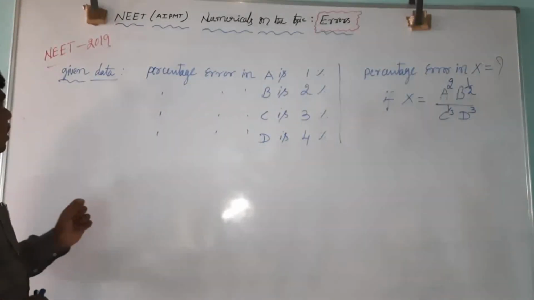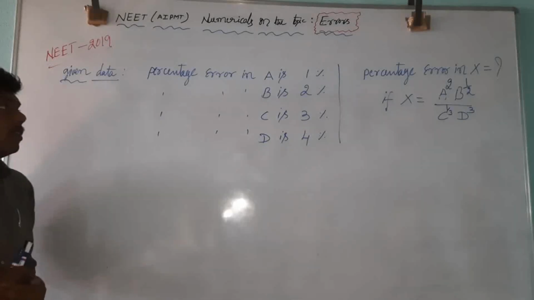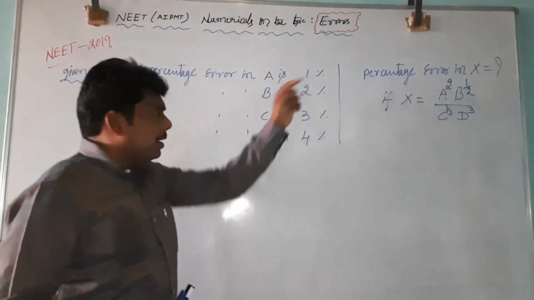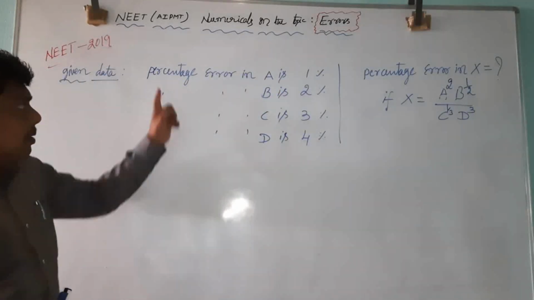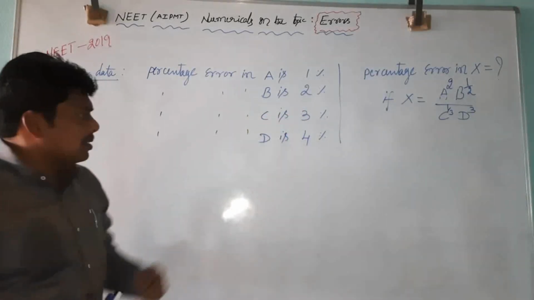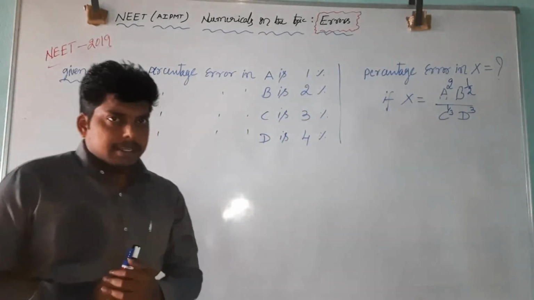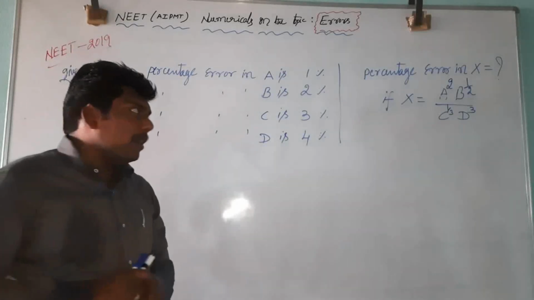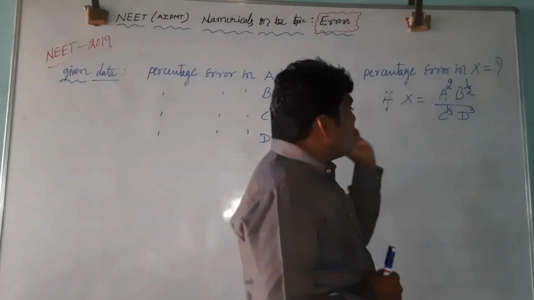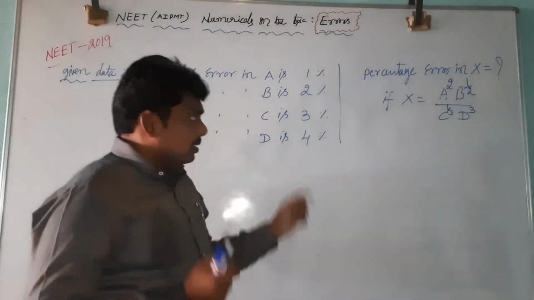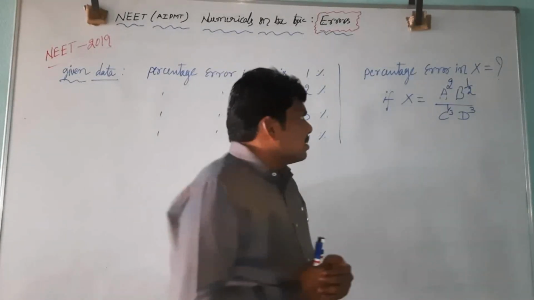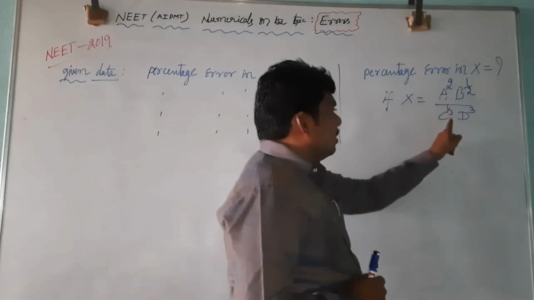Here is the first question. The question is from the NEET 2019. The given data in the question is that percentage error in A is 1%, percentage error in B is 2%, in C is 3%, in D is 4%. Now, what we have to calculate? We have to calculate the percentage error in X. Now, how is X related with ABCD? Yes, in the question itself, they have given the physical quantity X is related with ABCD in this order.